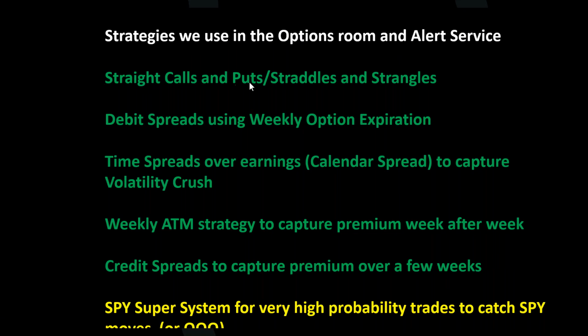So we do straight calls and puts. Of course, they'd be calls for long, puts for short. I do straddles and strangles. Straddles and strangles is a non-directional trade. We are buying a put and a call, one above, one below, or one right at the strike, and you don't care which way the market goes or the stock goes. You only want it to move quite a bit, right? So I do straddles and strangles.